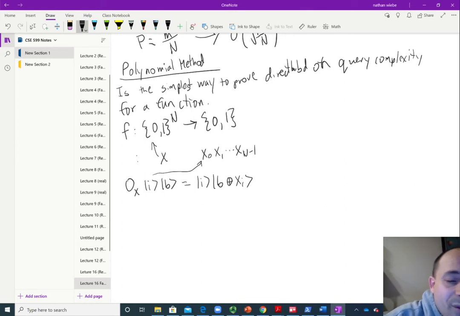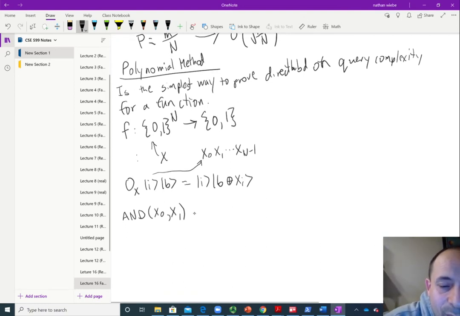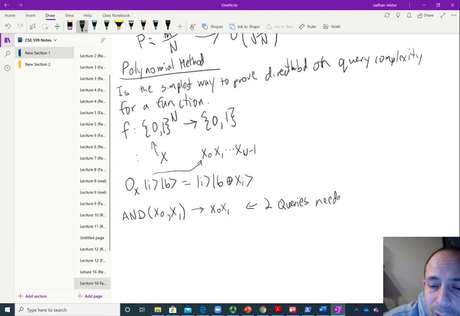So as a simple example, let's look at the AND function. The AND function takes two values for the bits of the input over here, and then maps to x0 times x1. And so in this case, two queries are needed to evaluate it exactly.